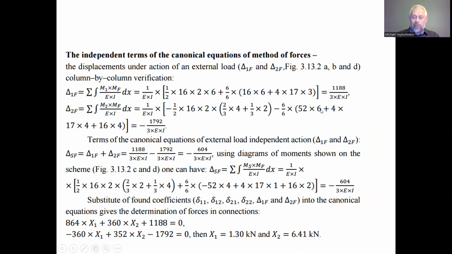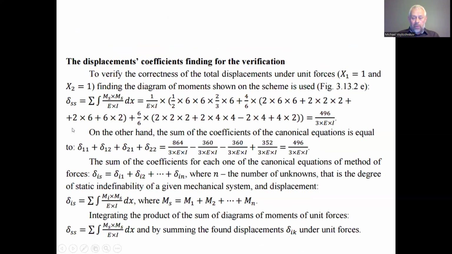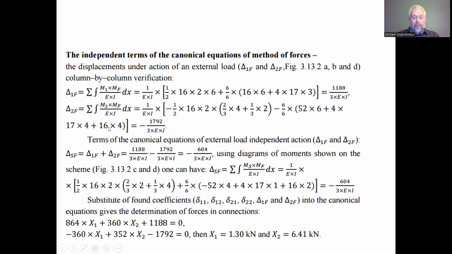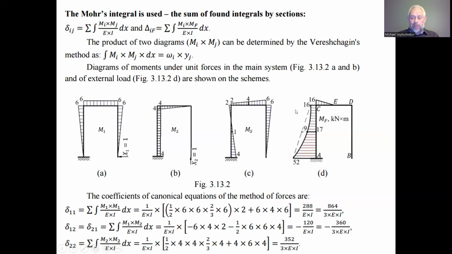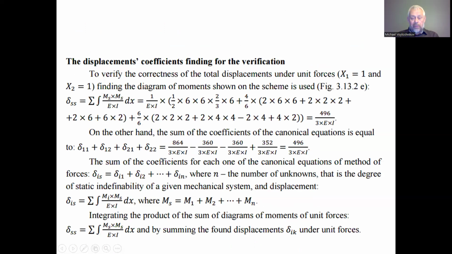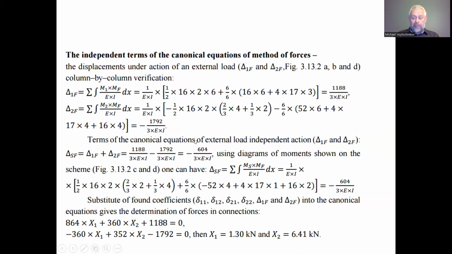rule. It has to be 4, 62 by 4, 4 product by 17 by 4, and 16 by 4 is a product of the 16 by 4, 52 by 4 have to be, and 17 by 4. 4 is a diagram of the even distributed diagram of the bending moment, and we have here, if we do substitute correct here, sorry for the error, this has to be 4. We will have the minus fraction 1792 divided by 3 by E by I.